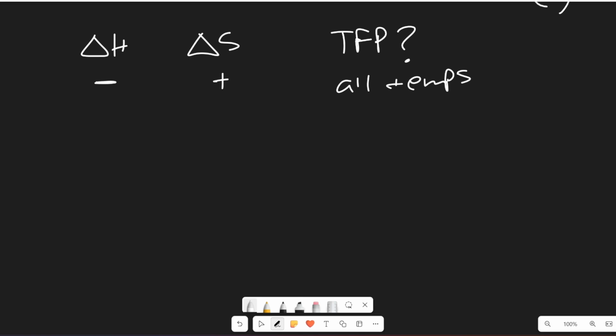So let's say our process is endothermic, and our entropy is going down. So let's say delta S is negative. Well, this would be favored at no temps, because for a reaction to be favorable, we're either going to have an exothermic reaction, or entropy is going to have to be increasing.